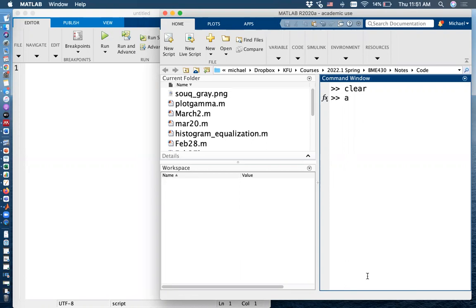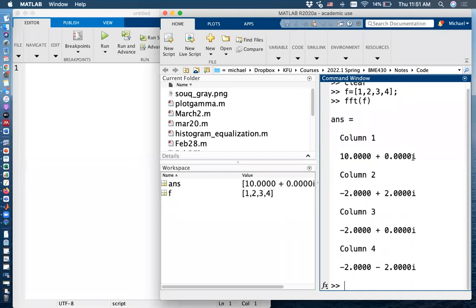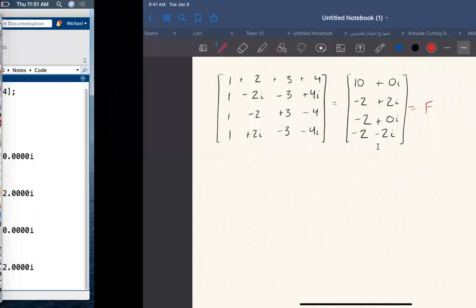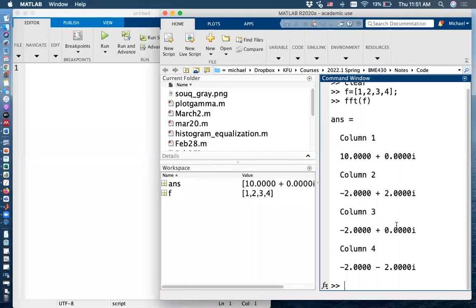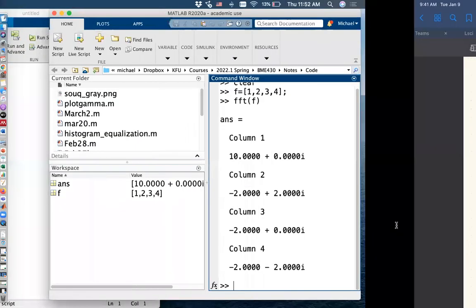So if we have a variable, we'll call it F. Excuse me, this is our input signal. We have 1, 2, 3, 4. FFT of F gives us exactly what we just calculated: 10, negative 2 plus 2i, negative 2 plus 0, negative 2 minus 2i, right? So what we just did by hand here is what MATLAB did for us using the FFT.